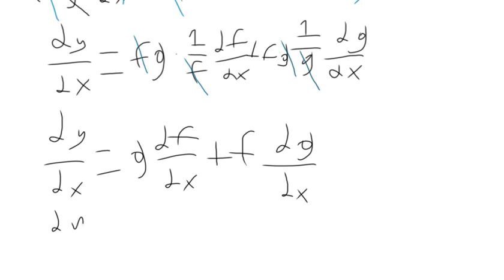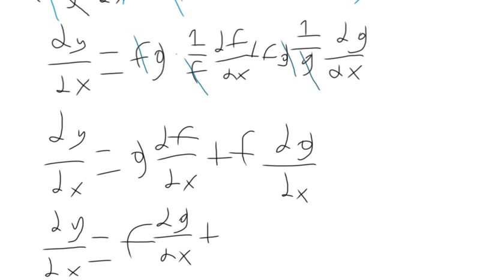Now I'm going to write this the way it's usually written. I'm going to switch the order of these two terms here on the right-hand side. So I'm going to write this term first. This is f times dg dx plus g times df dx. So basically what we have here is the first function times the derivative of the second function plus the second function times the derivative of the first function. And that is the product rule for derivatives.